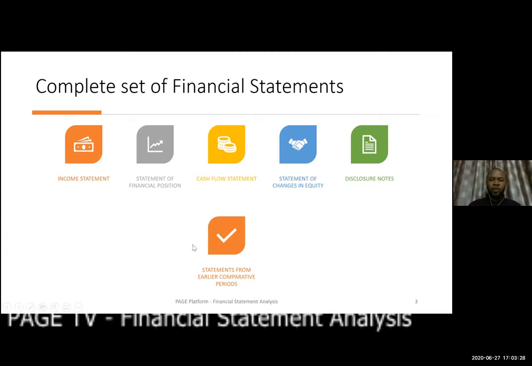So now when we start financial statement analysis, it's always good to look at it from a broad-based spectrum. So for example, you may be looking at 5 years of historical figures, 7 years or 10 years, so you could be able to analyze trends. So moving forward, these are the complete set of financial statements everyone should know.